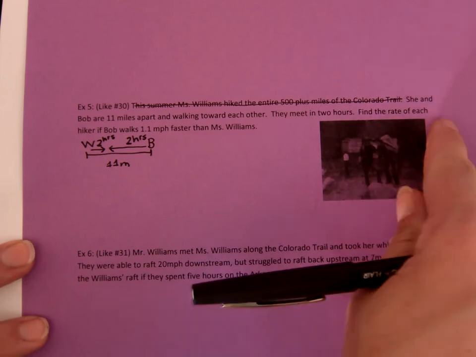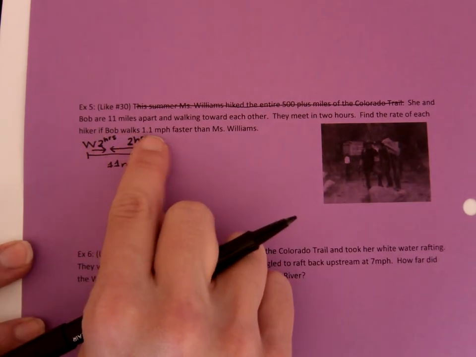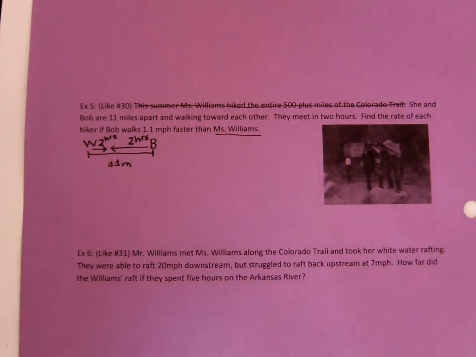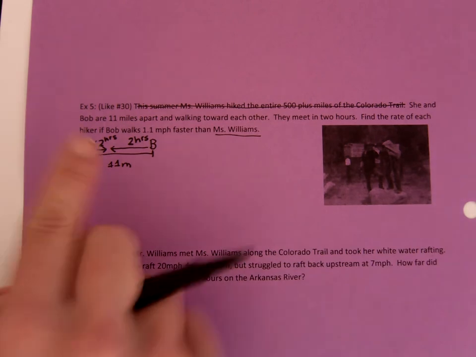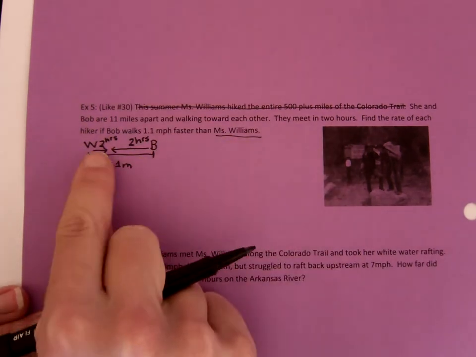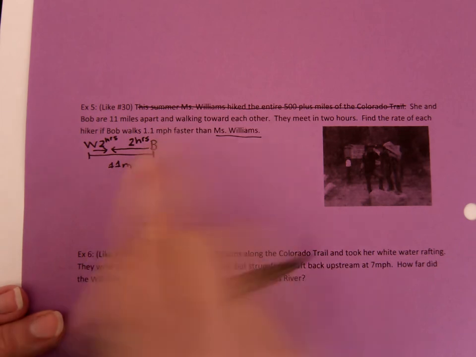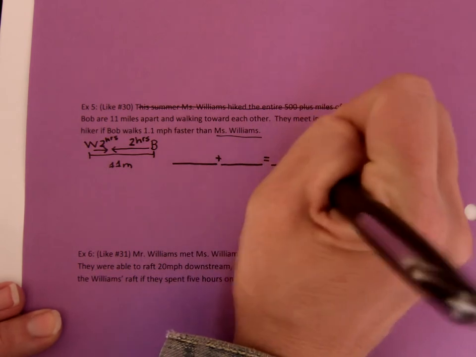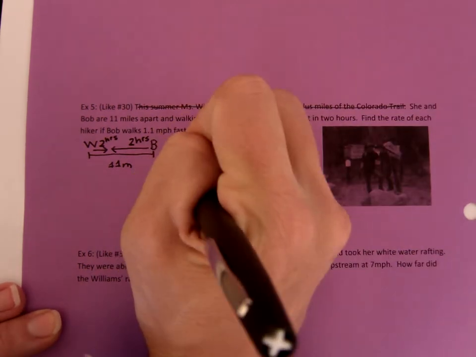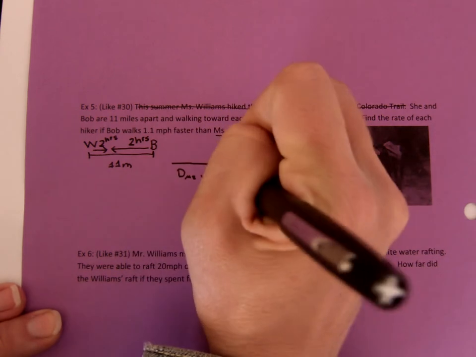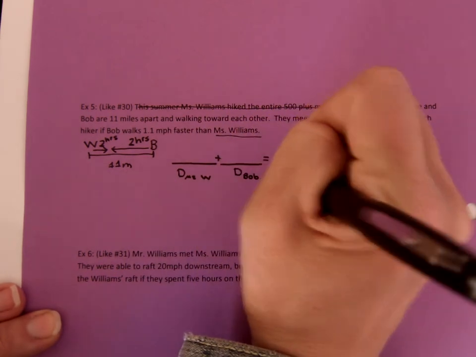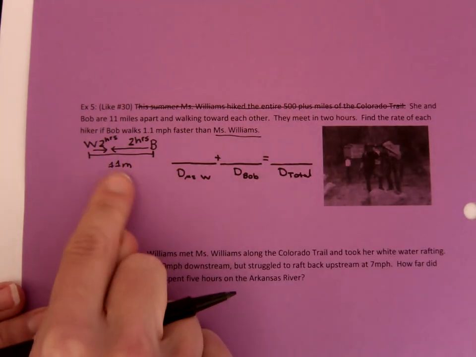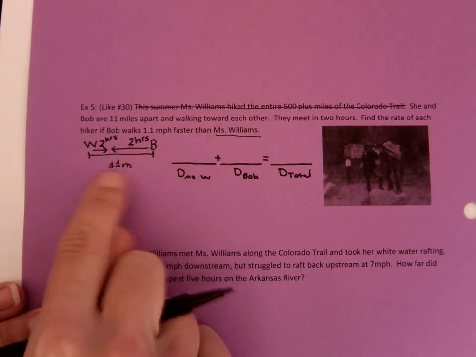Find the rate of each hiker if Bob walks 1.1 miles per hour faster than Miss Williams. Who's listed last? Who gets the variable? That's right. Now, so before we set that up, this is again a total distance. So we're going to set it up for ourselves where we have blank plus blank equals the total distance. So I'm going to do distance of Miss W, distance of Bob, equals distance total. How many total miles did we hike together? What's the total? No, right here. 11 miles. So let's put it right there.